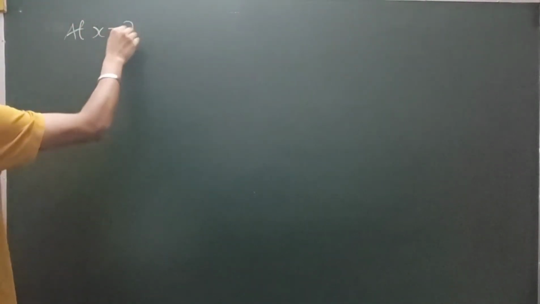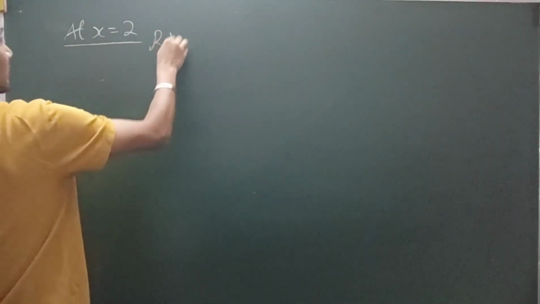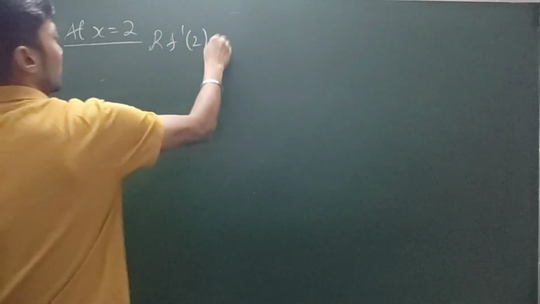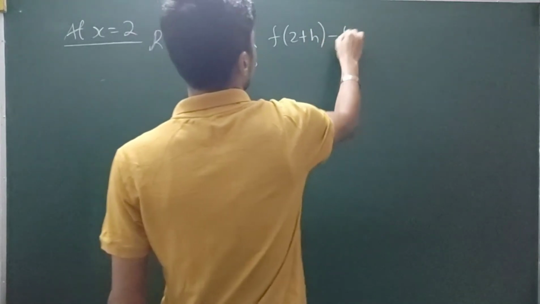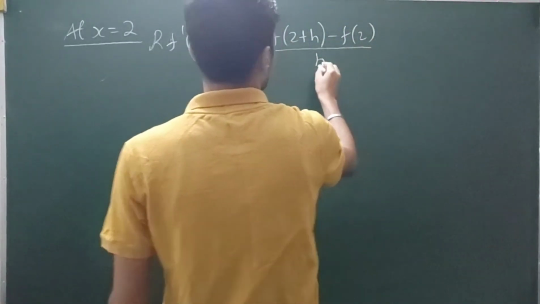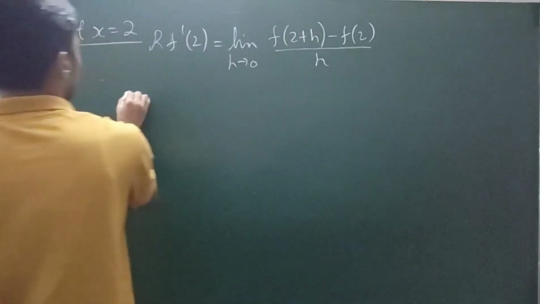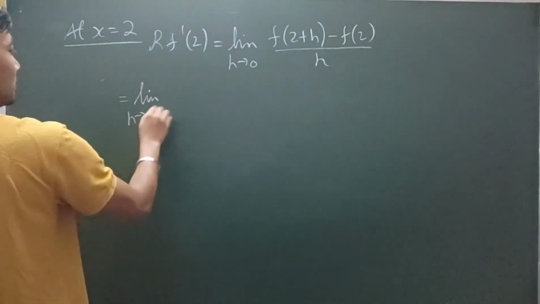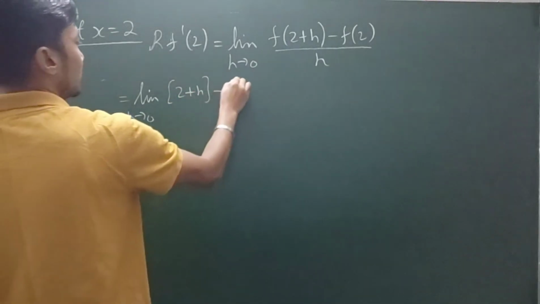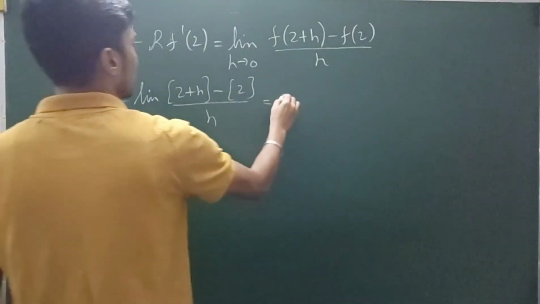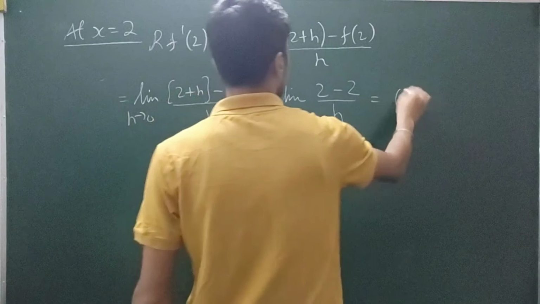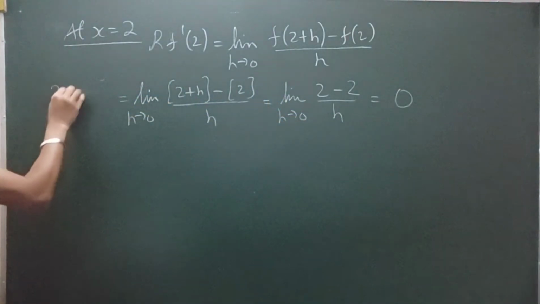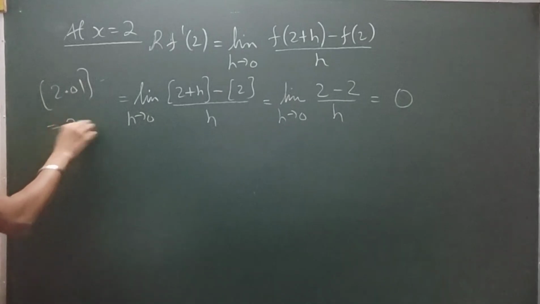Okay? Alright, now at x equal to 2, let's go for the right hand derivative. Right hand derivative: limit h tends to 0, f of 2 plus h minus f of 2, divided by h. So that's limiting value as h tends to 0, 2 plus h, 2 minus 2 divided by h. Again, this is 0, because 2 plus h means 2.01.